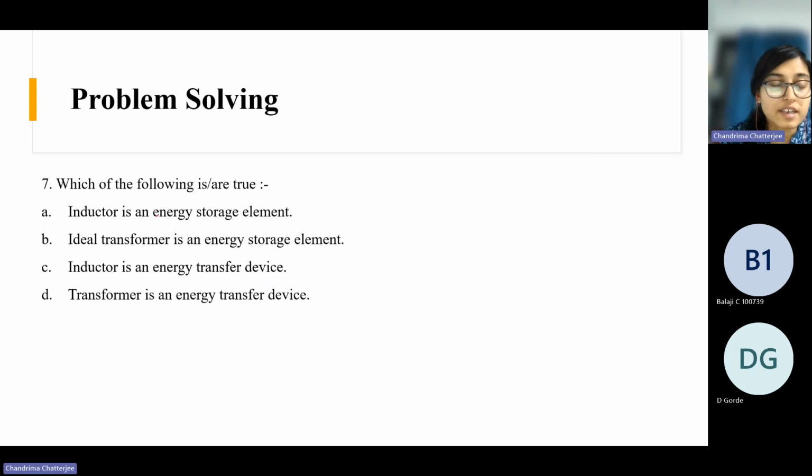And here there is another question. Which of the following is true? This is very basic. An inductor is a storage element and a transformer is an energy transfer device, right? So these two are correct, A and D.